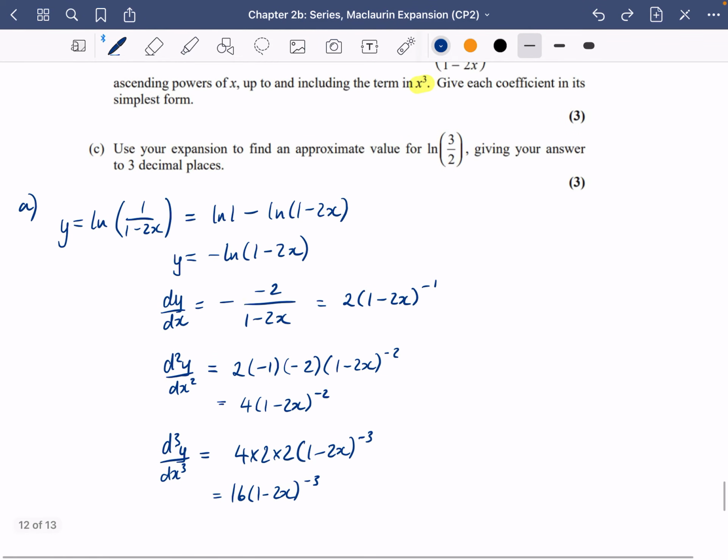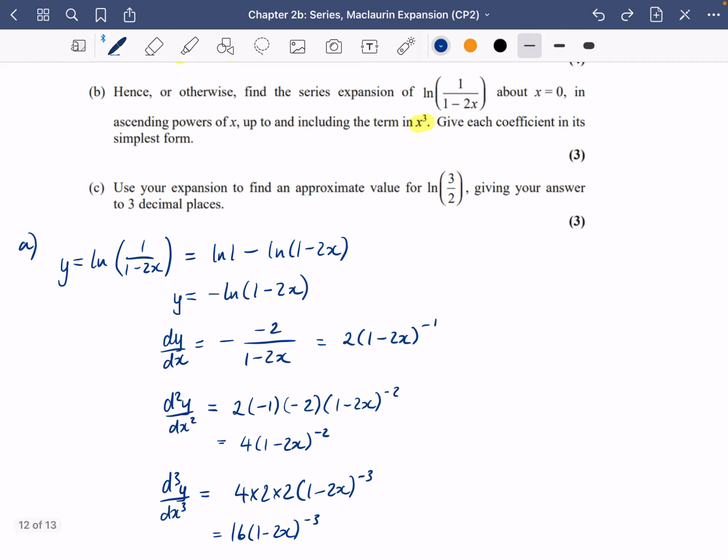Part B of the question wants you to find the series expansion of it. It doesn't actually even use the word Maclaurin, but we know it's going to be a Maclaurin series, Maclaurin expansion here, and it only wants us to go up to x cubed.